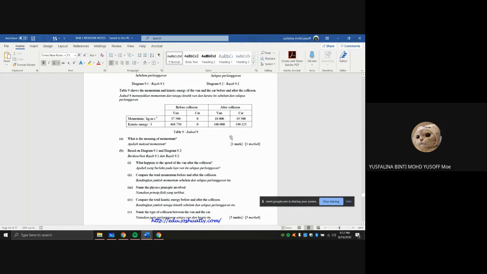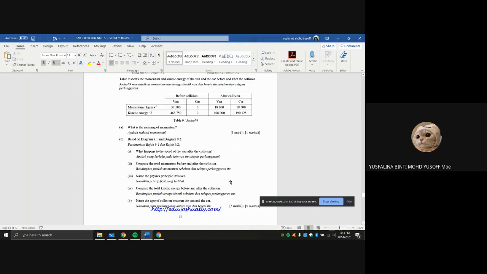468,750. So if you add both kinetic energies after the collision, you can see it is only 370,000 something, right? So it has decreased. The question asks you to compare the total kinetic energy, so the total kinetic energy before the collision is bigger than after the collision. You just add up the before, and then you add up the after.